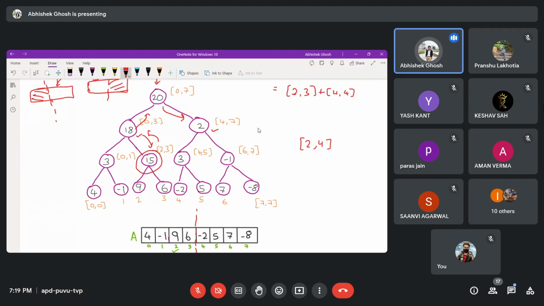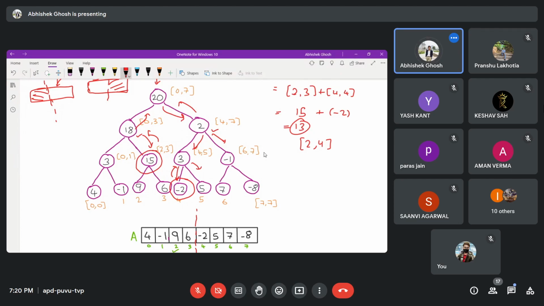4 to 7 is not completely useful for me, but I think it is partially useful for me. So I'll check this left part. 4 to 5 is still partially useful for me. So I check this part. 4 to 4. Okay, so this is something which is a part of my query. So I return back the answer. And I do not need to check for the right part because it is completely outside. Same goes for here, same goes for here. So I now have two nodes, this 2 comma 3 and 4 comma 4. So the sum of these two will be 15 plus minus 2, which is 13. This is what a segment tree basically is, as we have stored the answer for smaller problems.